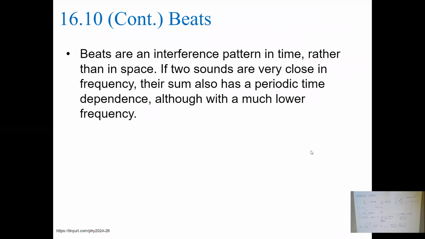To the next section of the chapter. This one is on beats. Beats refer to interference patterns in time rather than in space. Previously we looked at how a path difference gives you interference. Now, if you have a slight difference in frequency, then the two waves will interfere as well. So let's take a look at what the scenario is here.